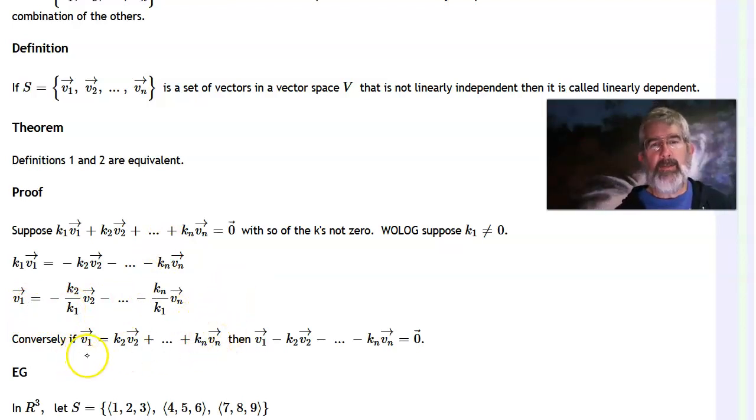Conversely, if you have one written as a linear combination of the others, so if you don't have definition 2, then just slide everything over to the other side.